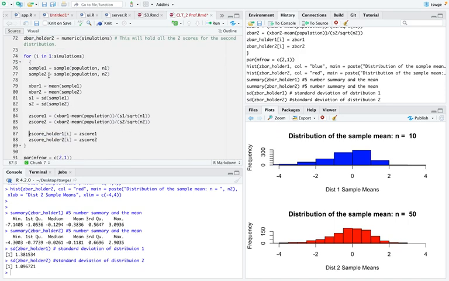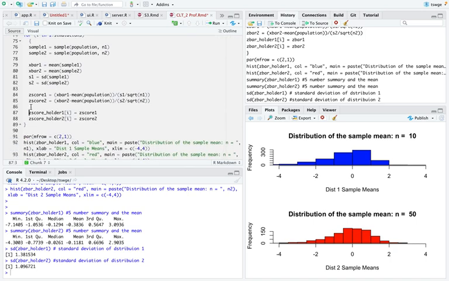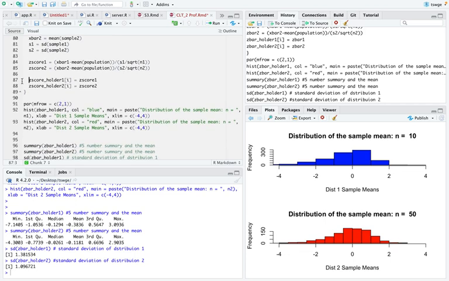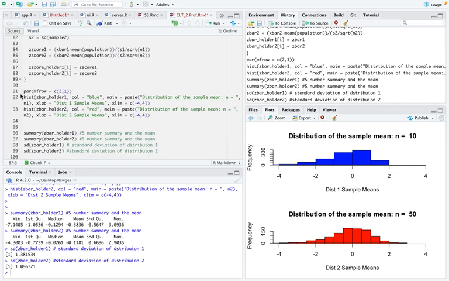It's going to loop through here 1,000 times, i equals 1 all the way up to 1,000. So it's going to do this 1,000 times. Store it in z-score holder 1. Store the 50 from sample 50 in z-score holder 2. And then we're going to plot them. That's what you see here. Let's check that out. And checking this out, this does not look like a normal distribution.